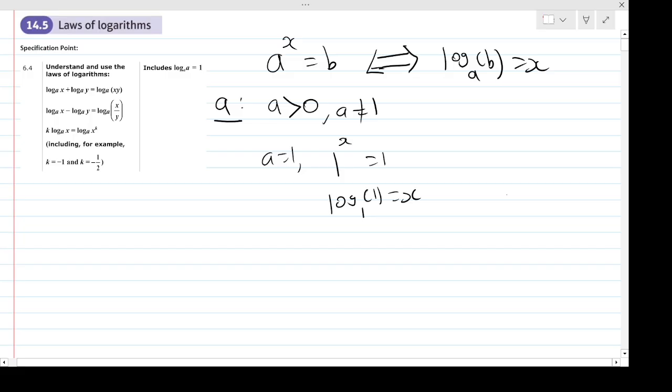The problem here is we need a unique answer. There should only be a single value of x that satisfies this, but because 1 to the power of anything is always 1, x can be absolutely anything. It could be 1, it could be 2, it could be 3, it could be absolutely any value whatsoever. There's not one single value that satisfies this logarithm.